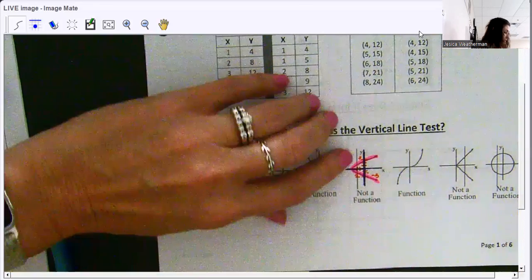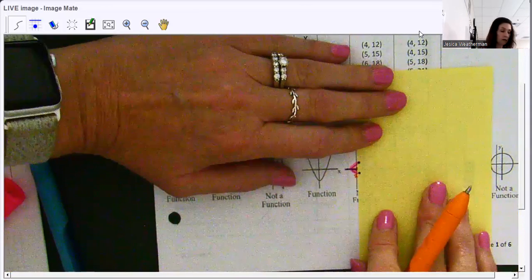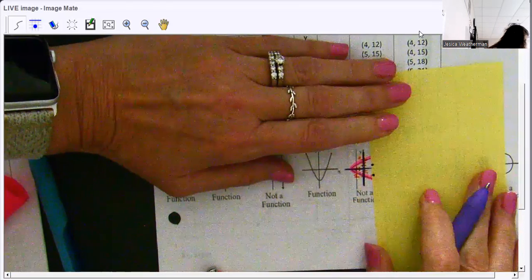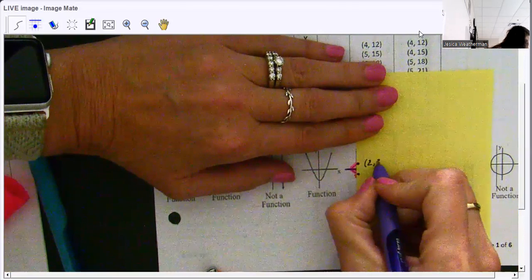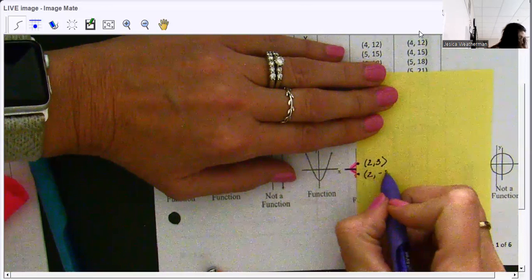So what I'm going to do is take these 2 points that it's hitting and write their ordered pairs on the graph. So the ordered pair for this one is 2, 3, and the ordered pair for this one is 2, negative 3.